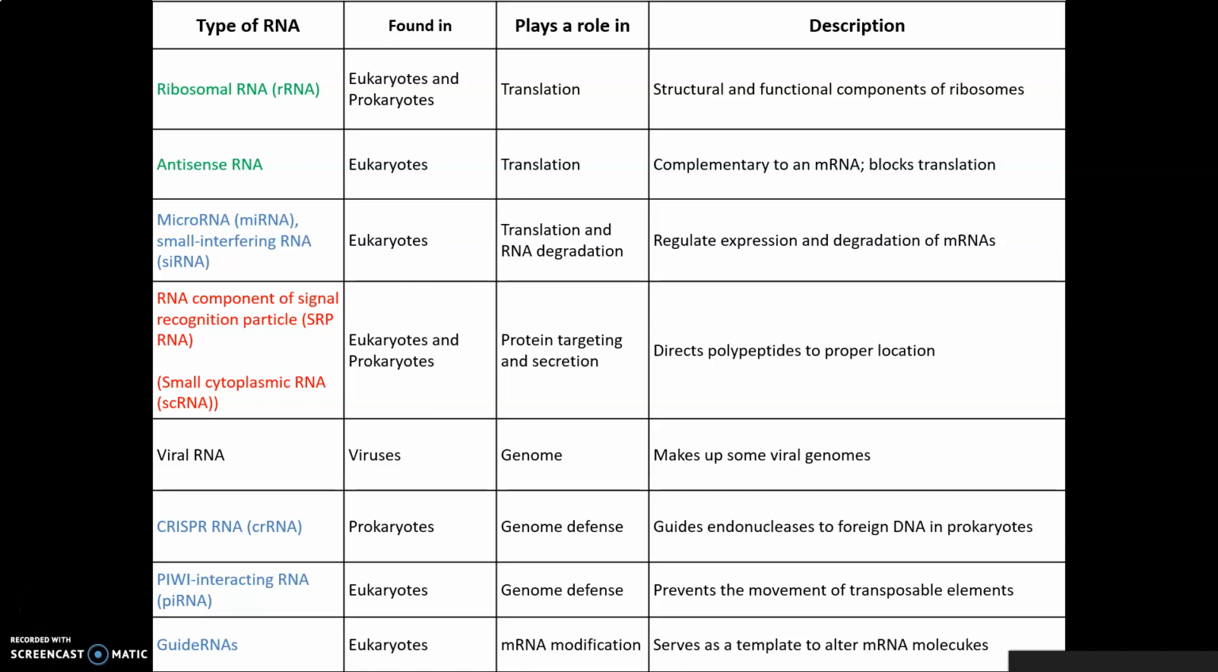Let's continue our conversation about the types of non-coding RNAs. So remember that red represents the long non-coding RNAs, blue represents the short regulatory RNAs, the green are variable, they can be either, and black is neither.